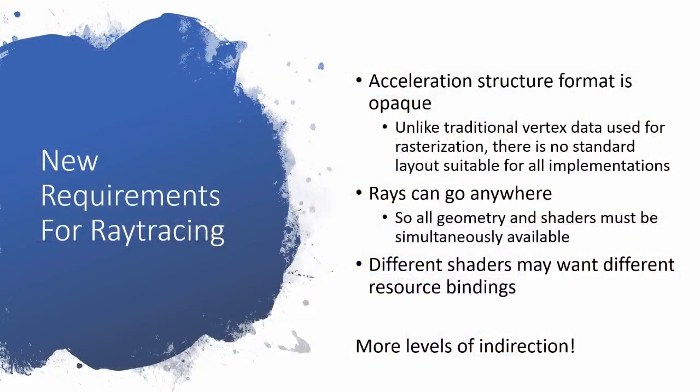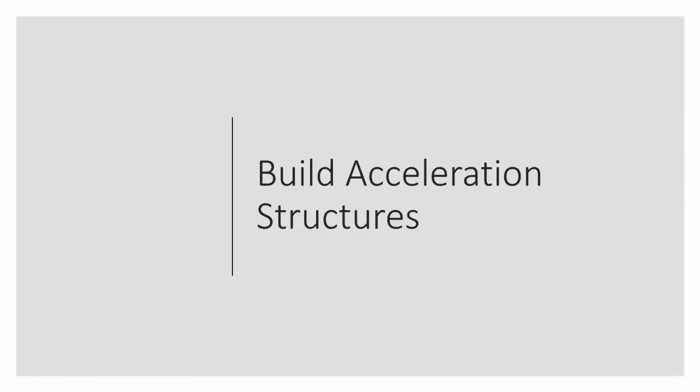So all of this basically means we need more indirection. We need the ability to select shaders with very fine granularity within ray tracing, and we need the ability to go find different sets of parameters and different binding conventions depending on which shader got selected to be executed. So let's talk about what you actually do once all of these pieces are in place.